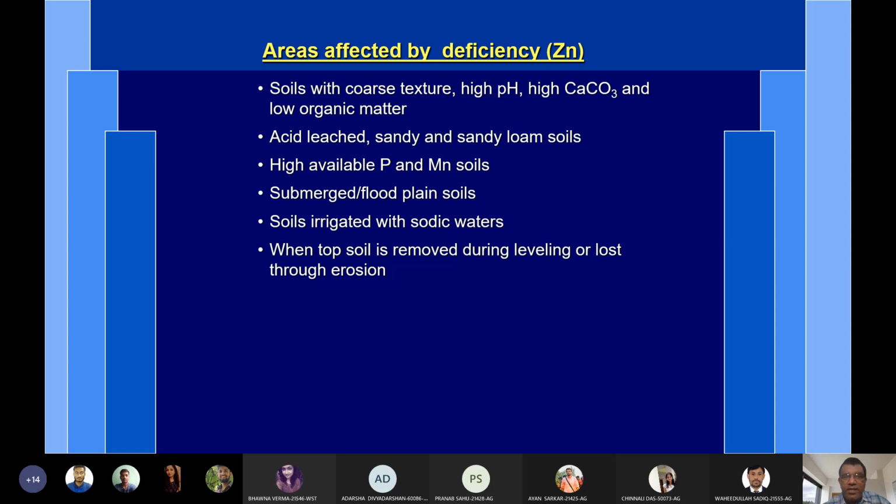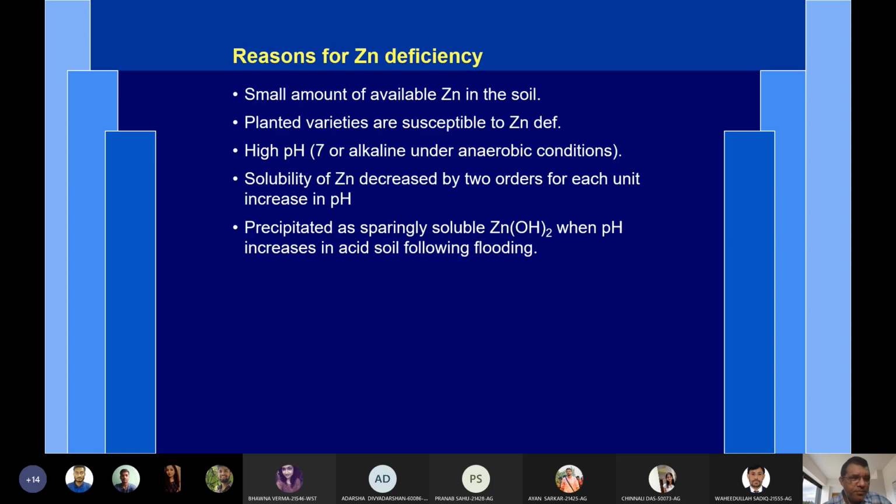Acid-leached sandy and sandy loam soils, high available P and manganese soils, soils where you have very high levels of available phosphorus and manganese, and soils irrigated with sodic waters. When topsoil is removed during leveling or lost through erosion, then also you will experience zinc deficiency.